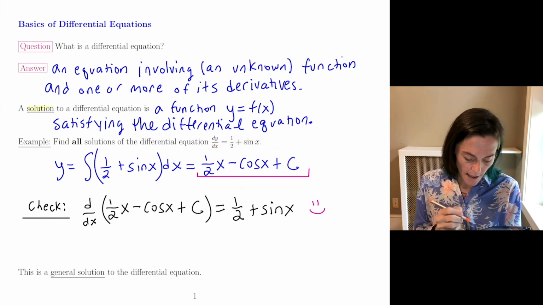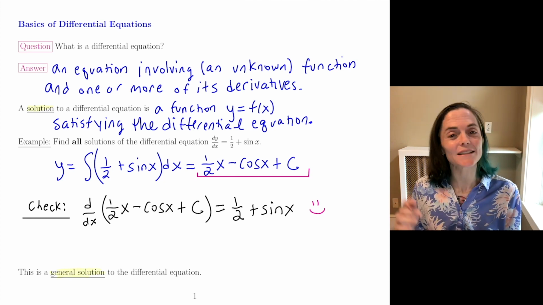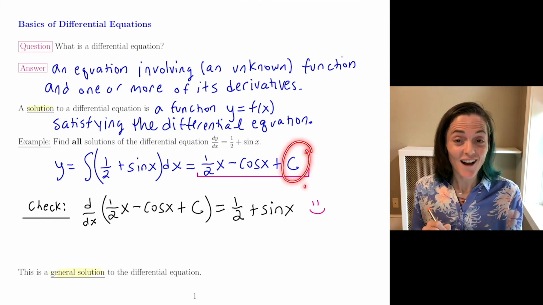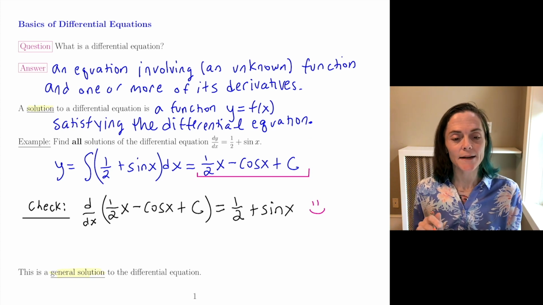And this is my remark here. This is what's called a general solution. Typically, general solutions have some constant c in them. And well, for every single constant c, we have a different solution to the differential equation.